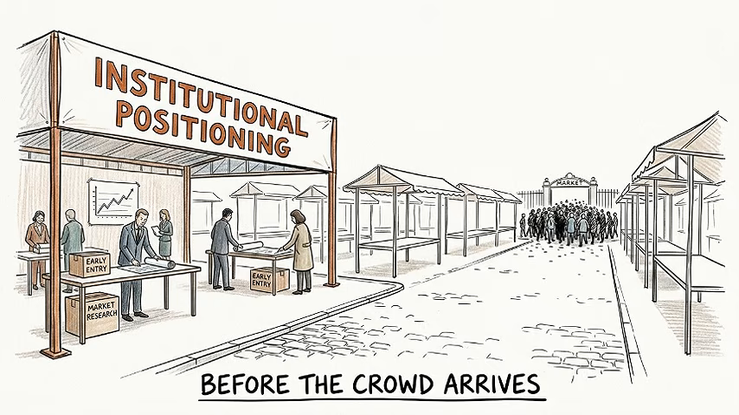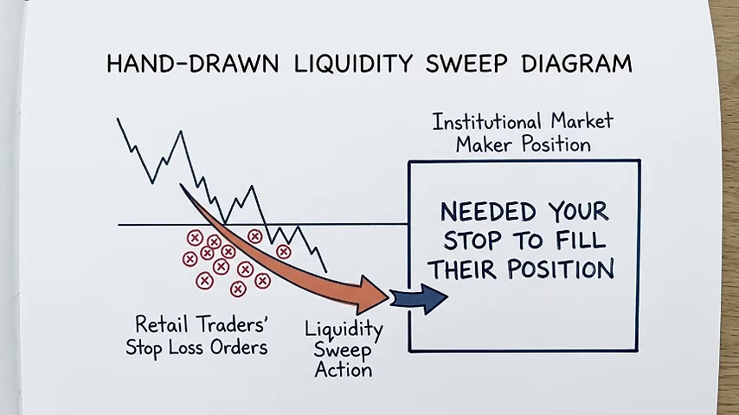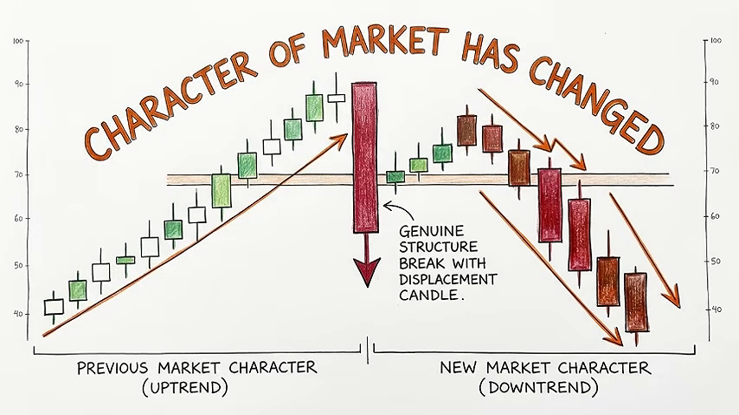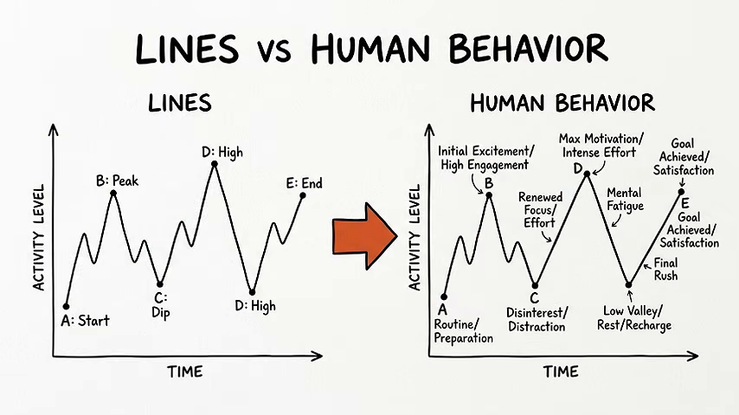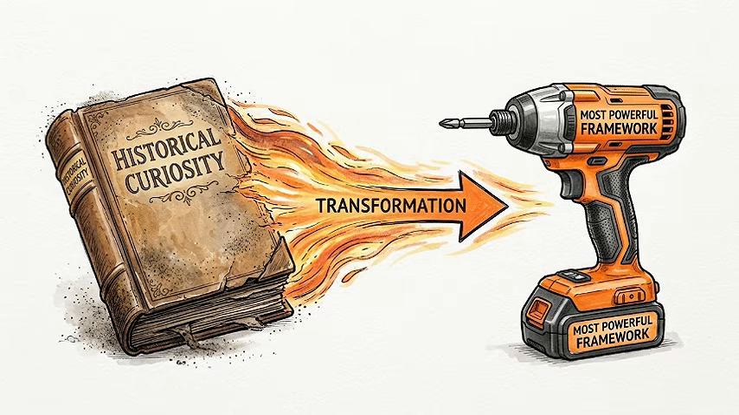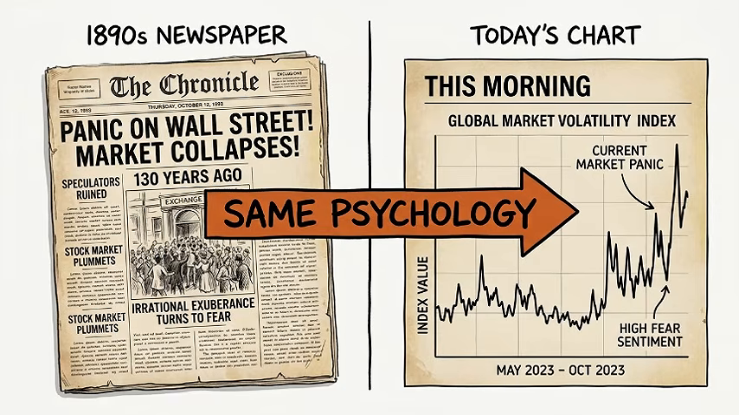Accumulation tells you that patient, informed money is positioning before the crowd arrives. Distribution tells you that patient, informed money is exiting while the crowd is arriving. A liquidity sweep tells you that institutions needed your stop-loss order to fill their position. A genuine structure break tells you that the character of the market has fundamentally changed. When you read all of this not as lines on a chart, but as the behavior of human participants responding to price and uncertainty, Dow theory stops being a historical curiosity and becomes the most powerful framework you will ever use. 130 years old. But the psychology it describes is as current as the chart you looked at this morning.